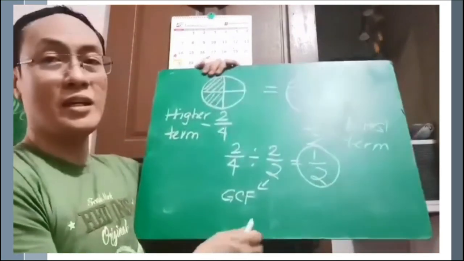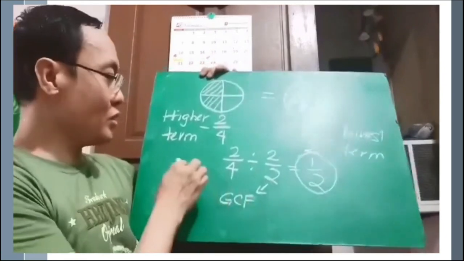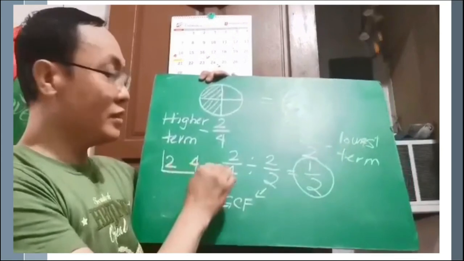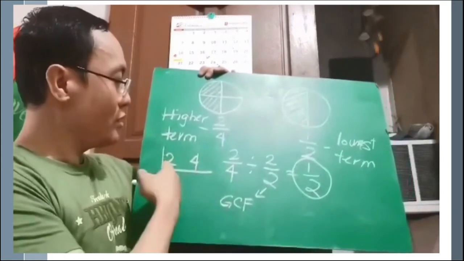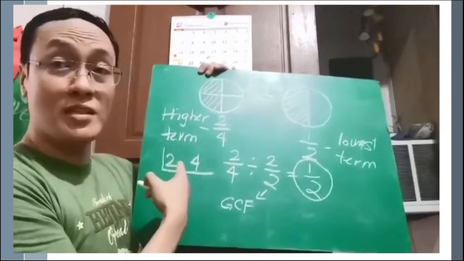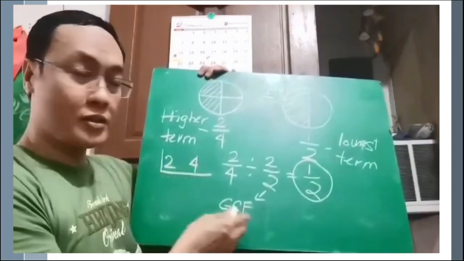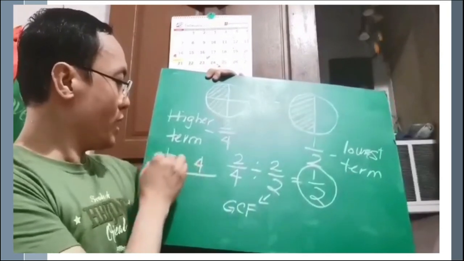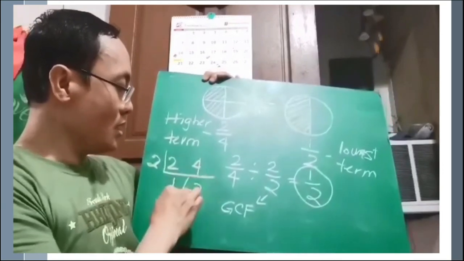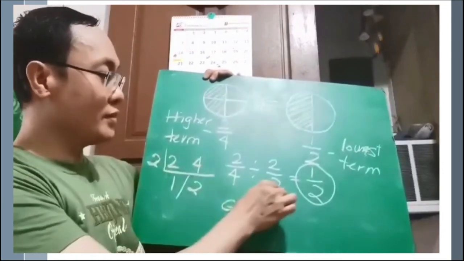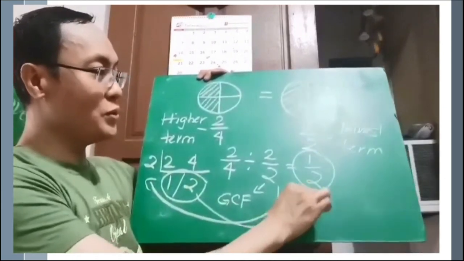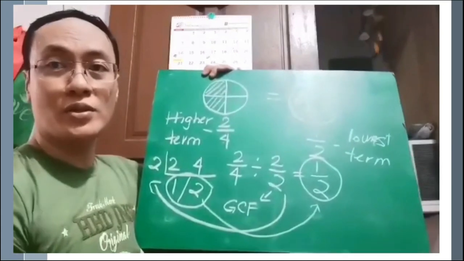Okay, another thing is you can use continuous division. So put 2 and 4 in a continuous division symbol. Okay, so what is the prime factor that can divide 2 and 4? So that is 2. 2 divided by 2 is 1. 4 divided by 2 is 2. Okay, so see, 2 is the GCF and 1/2 is the answer, which is the fraction in lowest term.